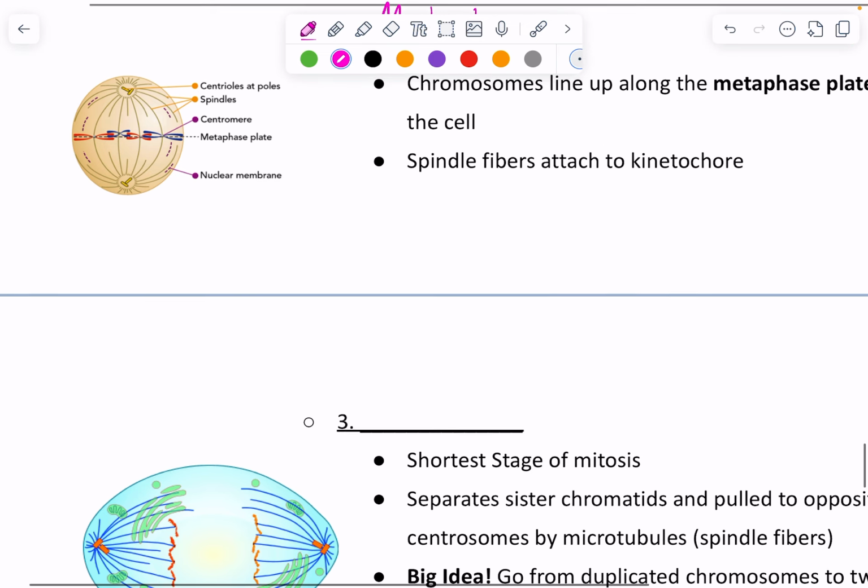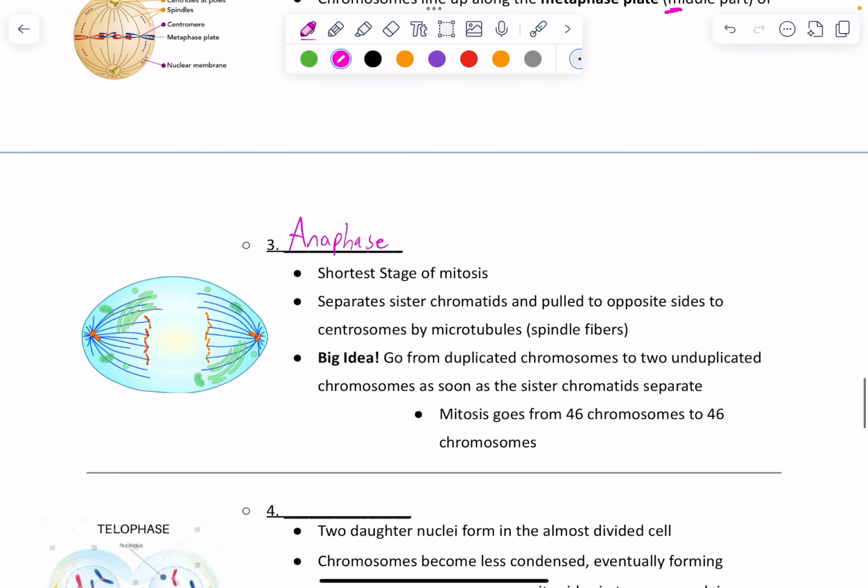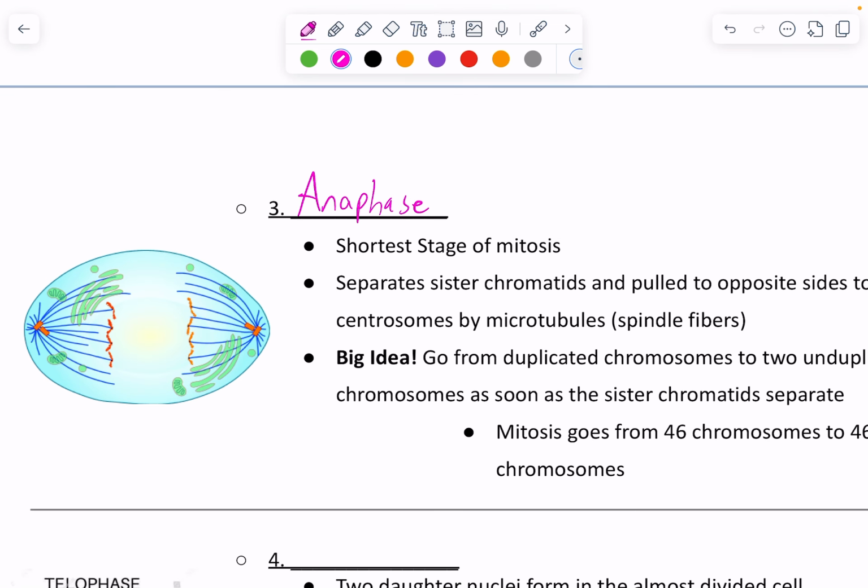And so that takes us to our exciting part, separating. So this is anaphase. Anaphase is where there are some big ideas coming up. This is where the duplicated chromosomes get pulled apart to opposite sides, to the centrosomes, right? So our centrosomes, again, these are our centrosomes.